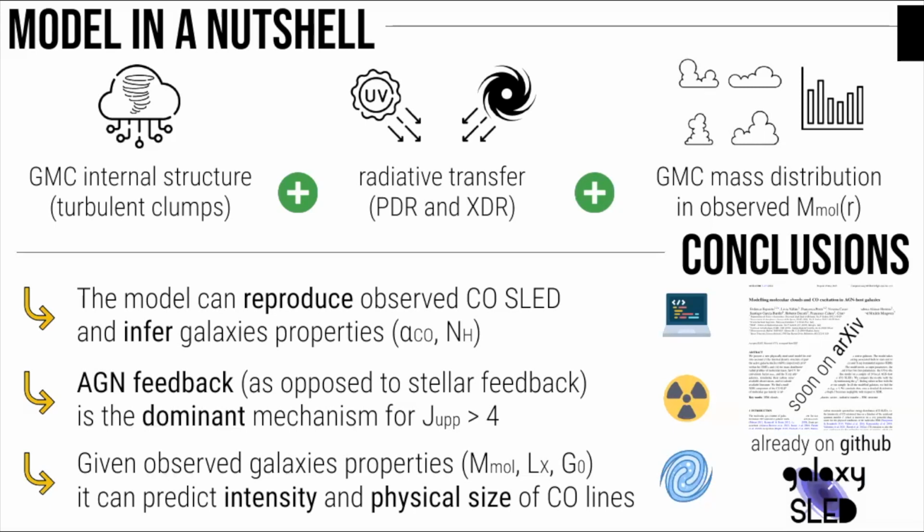And we could infer this alpha CO and column density for our galaxies. We found that AGN feedback is dominant for lines from the CO 4-3 going upwards. And given the observed galactic properties, we can predict the intensity and physical size of the CO lines. That's it.